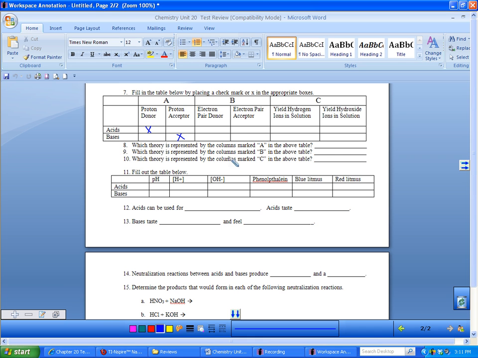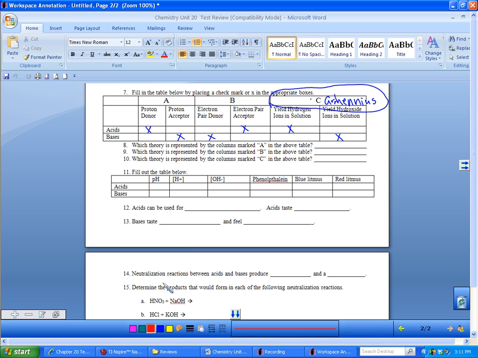If it's an electron pair donor, the electrons are being donated by the base and accepted by the acid. If it yields hydrogen ions in solution, that better be my acid. If it yields hydroxide ions in solution, that better be my base. This is Arrhenius. I'm not sure I spelled it correctly. Yeah, it should have 2 R's, A-R-R. Okay, so C is Arrhenius.